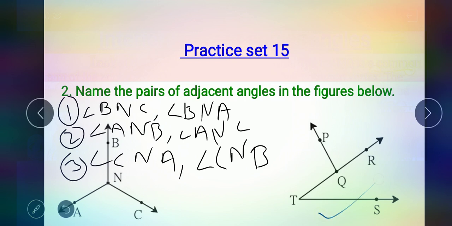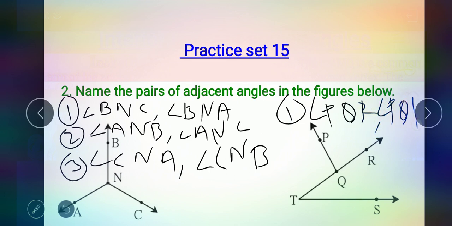Whereas in the second figure, we have only one adjacent angle pair. When you take PQ common, we have angle PQR and angle PQT, students. These two angles are adjacent angles in the second figure. The rest are not adjacent angles, students. You will just remember this. This is how you will answer the second question in practice set 15.